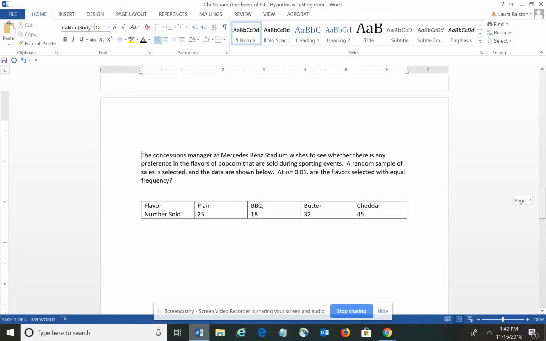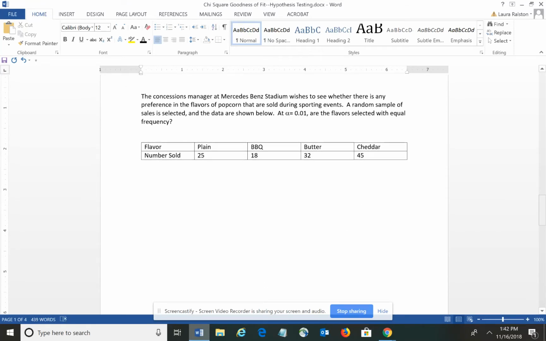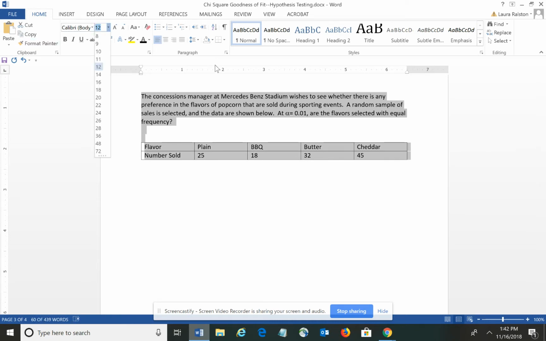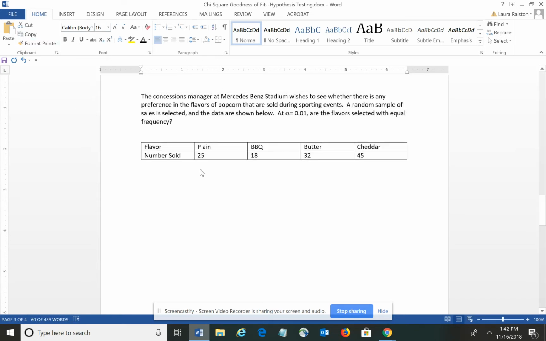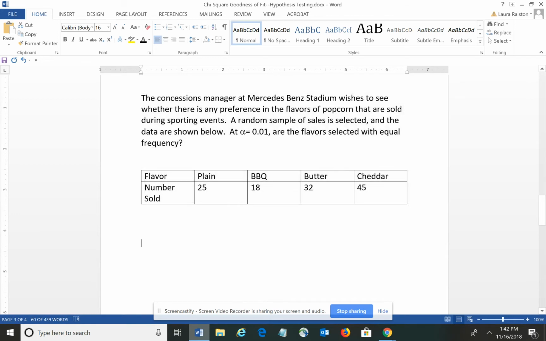I want to do another example of chi-square goodness of fit where you have equal proportions, and I want to go through it start to finish without a lot of the additional explanation so you can see how it actually flows. So the question reads, the concessions manager at Mercedes-Benz Stadium wishes to see whether there is any preference in the flavors of popcorn that are sold during sporting events.